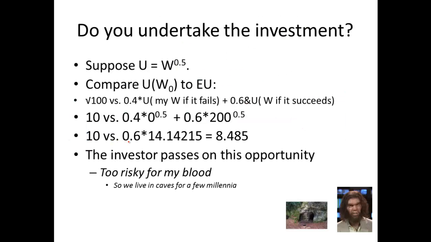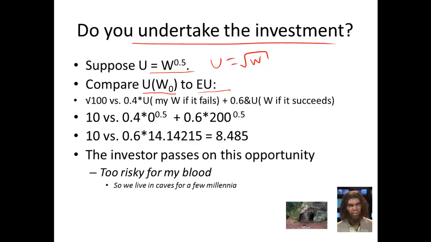And so the question is, does a person who's risk averse and whose attitudes towards risk are described by our U equals square root of W utility function, does this person undertake this investment? Now, to analyze this, what we need to do is compare the utility of that initial wealth, that 100 with certainty, and that's not an expected utility, it's just a utility. We'll compare that to the expected utility if the person were to take the risk.